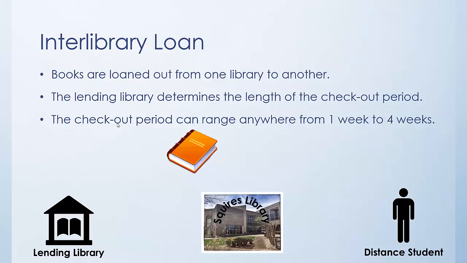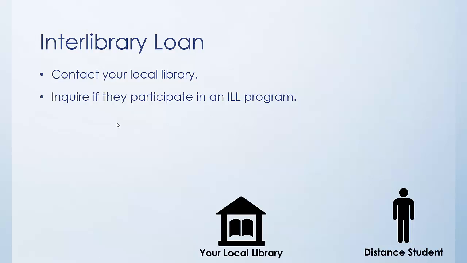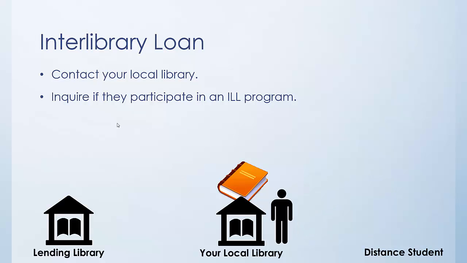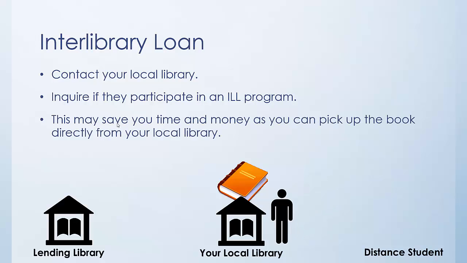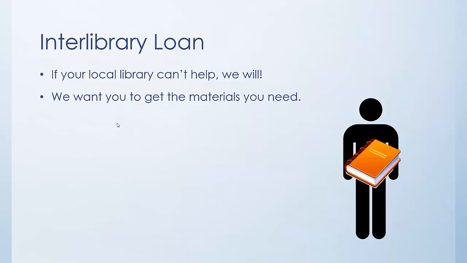Therefore, we always recommend that you contact your local library to see if they participate in an interlibrary loan program. If your local library participates in an interlibrary loan program, you may be able to borrow the book through your local library and therefore will not have to have the time of shipping included in your checkout time. If, however, your local library is unable to provide these materials for you, we will be glad to acquire these resources for you and ship them out to you via USPS. You will be responsible for the charges of having the books shipped back to Squires Library before the due date that the lending library has set.